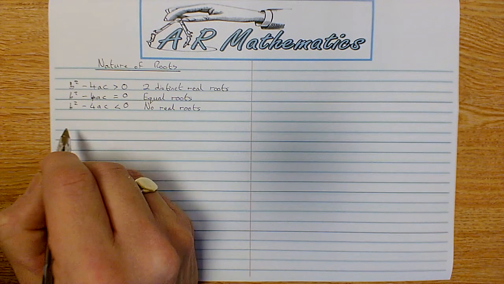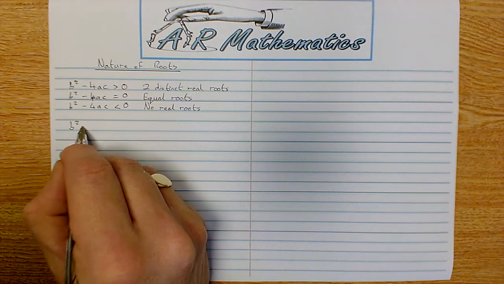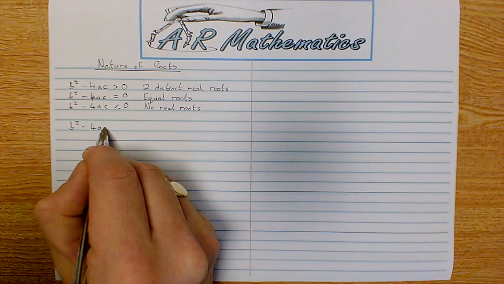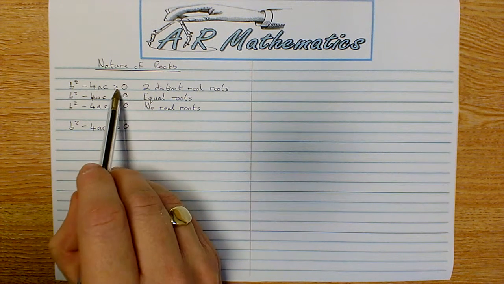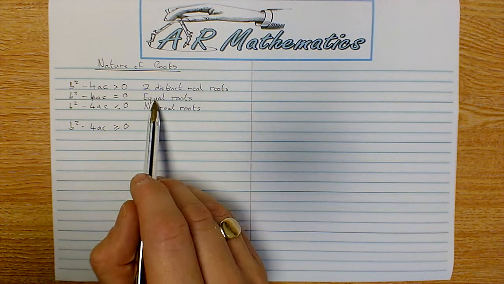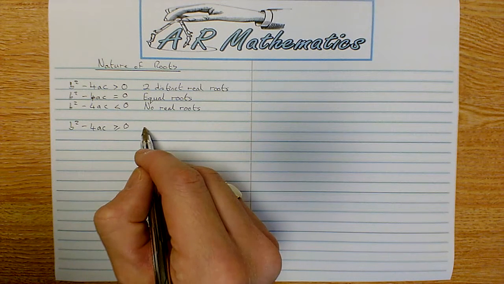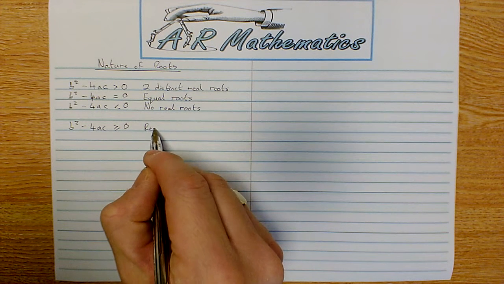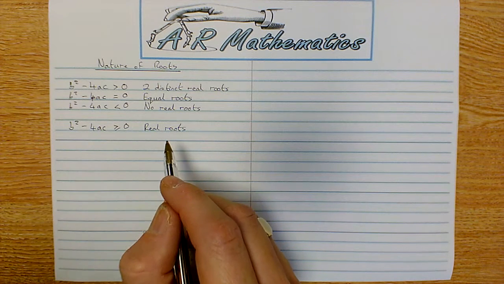And then the final one, which is treated slightly separately because it's mainly used for a different type of question than what I'm looking at in this video, is if it's greater than or equal to 0. Greater than 0 means that there are two distinct real roots. The equal to 0 means that there are two equal real roots. So the only thing we can determine from this is that there are real roots. And that's normally used in another type of question.